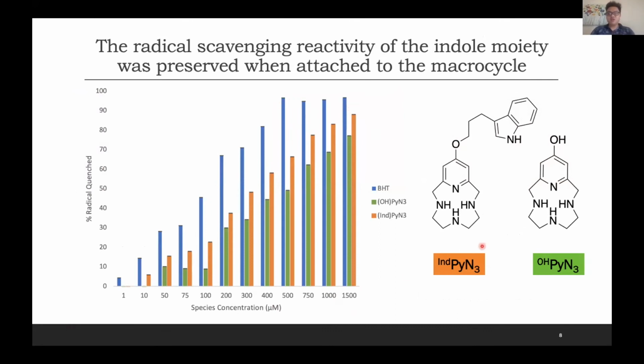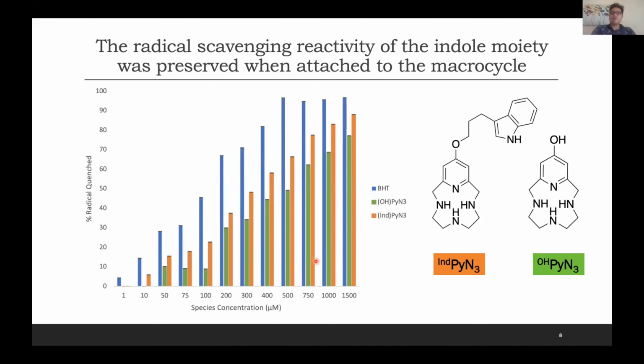If we look at the indole moiety represented by the ligand, as with the orange series, we see a mirroring of the same trend. As we increase concentration, there is an increase in percent radical quenched, answering our question that the attachment of the indole moiety to the pyridinophane scaffold does not affect the indole's ability to be a radical scavenger. We wish to compare this then to our previous ligand, OH-PIN3.